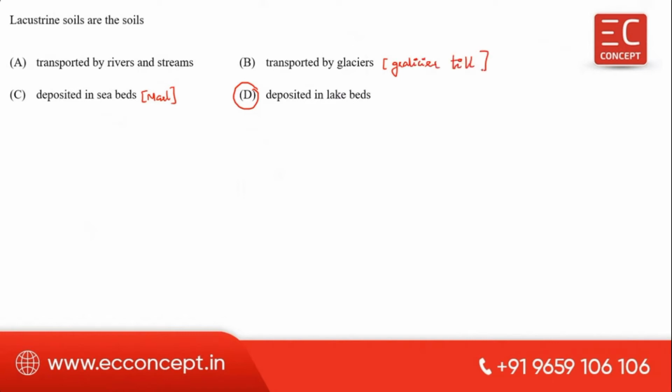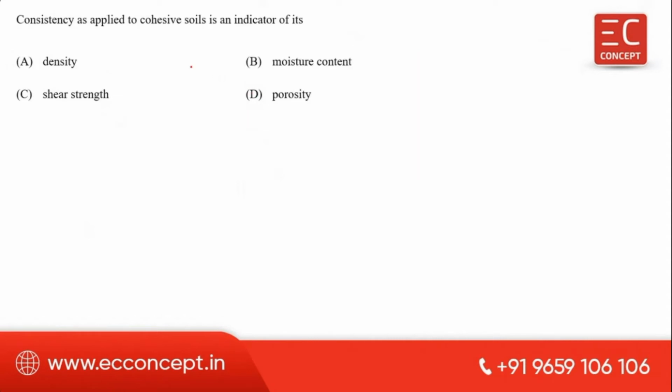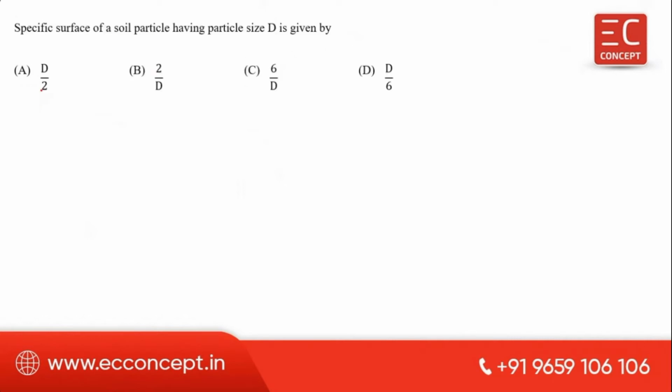Glacier till. Transported by wind, sorry, river and stream, that is alluvial soil. So here this option is D. Then consistency as applied to cohesive soil. Be careful, consistency of cohesive soil is an indicator of shear strength. Very, very important. Next one.